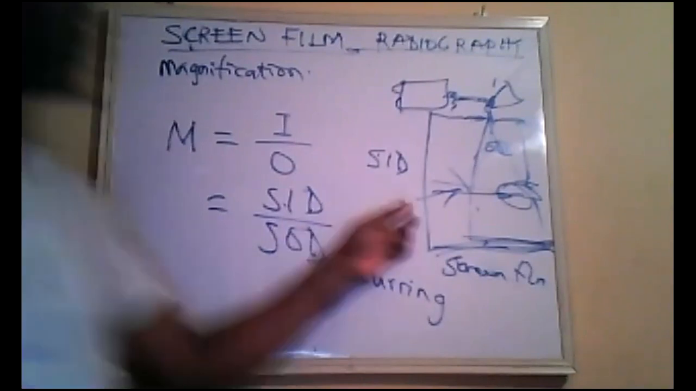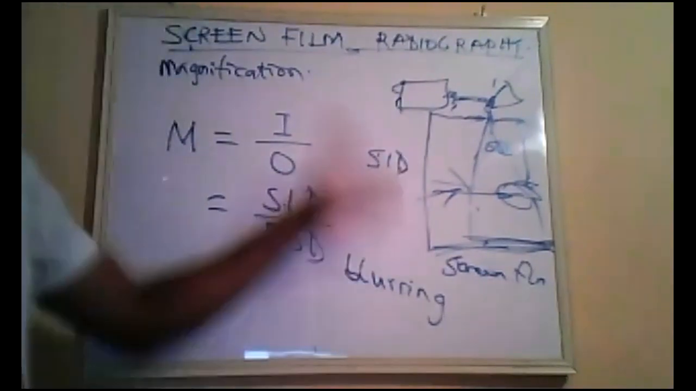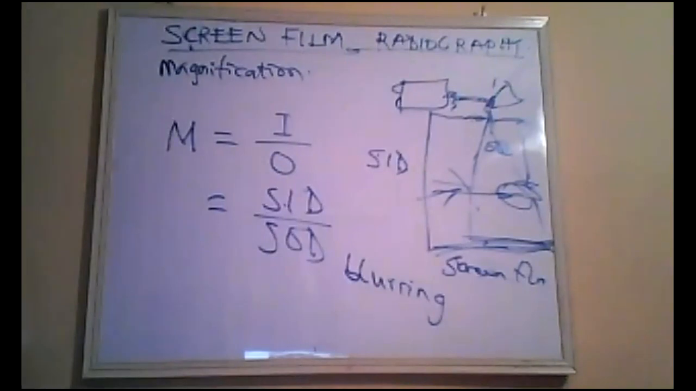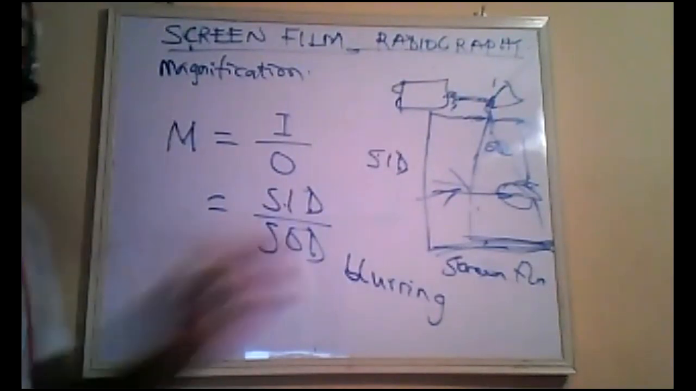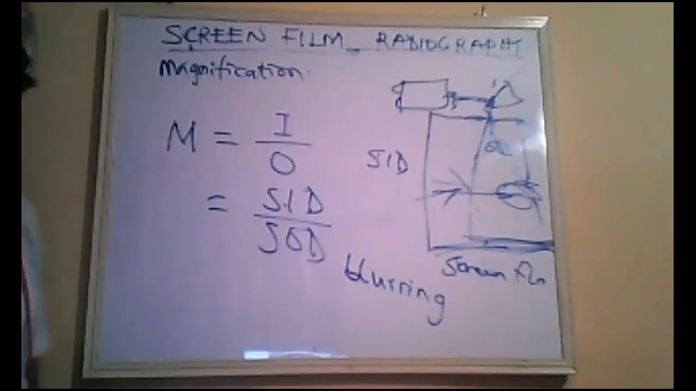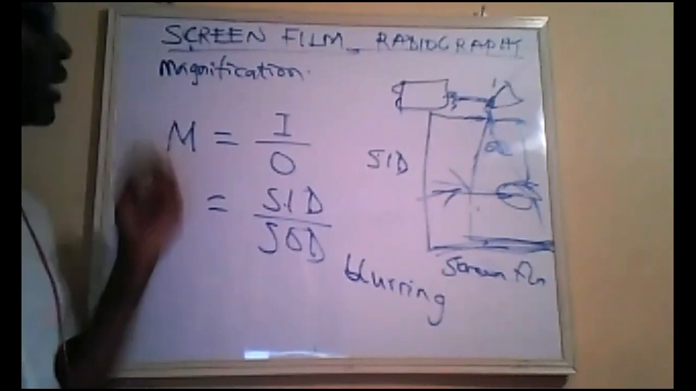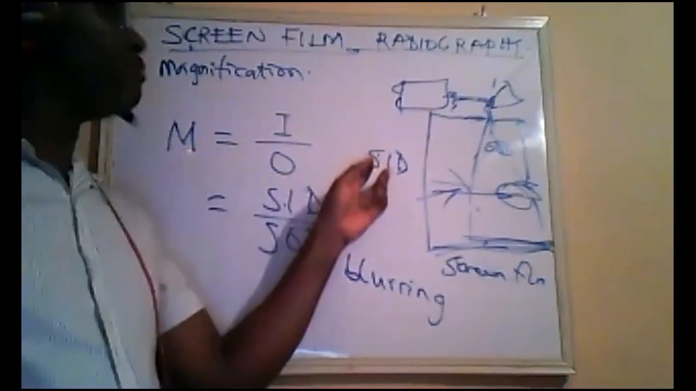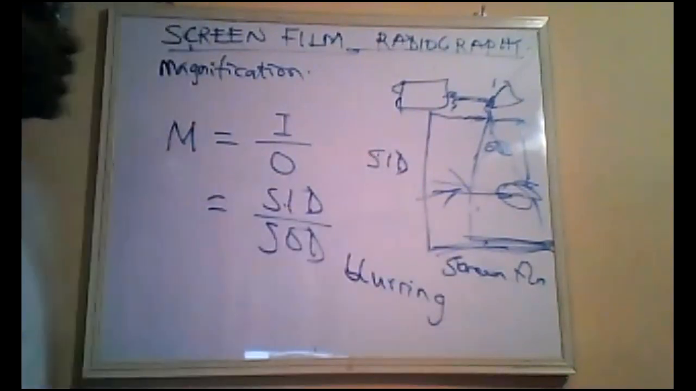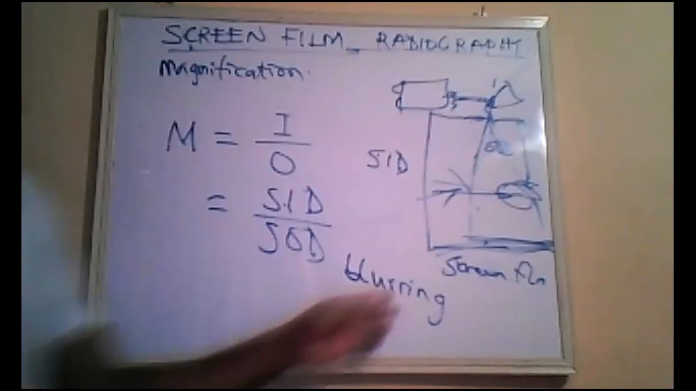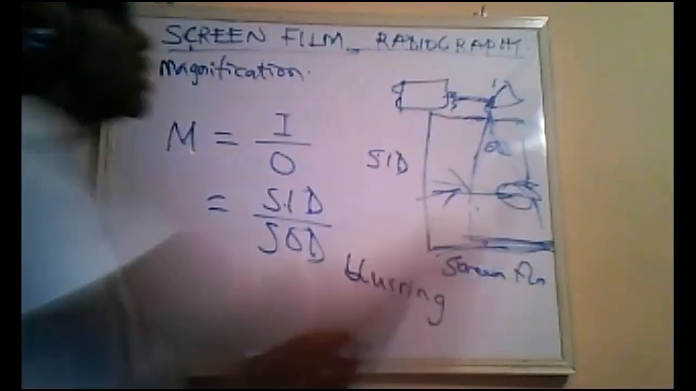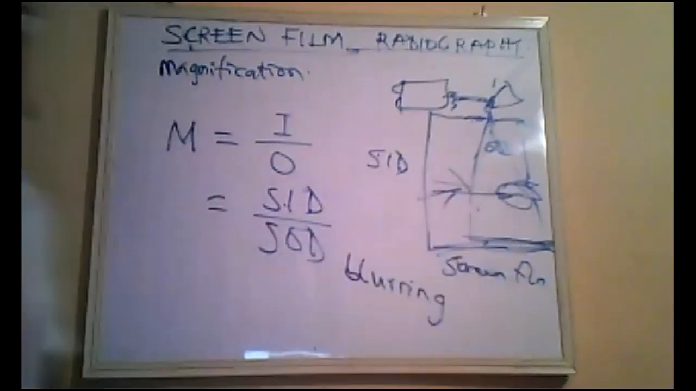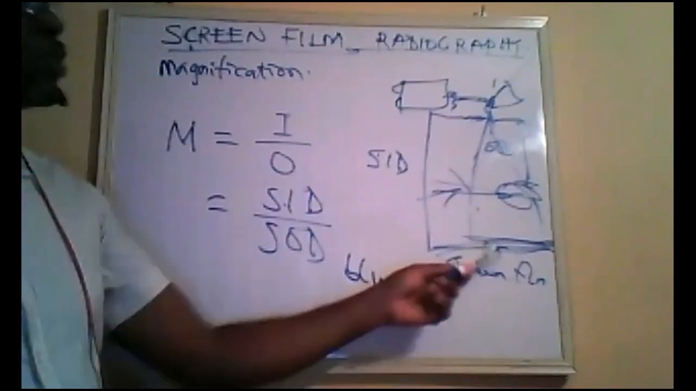So this is one of the issues we have with conventional radiography, because the beams diverge. Because they diverge, it is going to introduce magnification. But as much as possible in screen film radiography, in fact in conventional radiography, blurring is an issue. Because of that, the patient is always placed as close as possible to the detector.